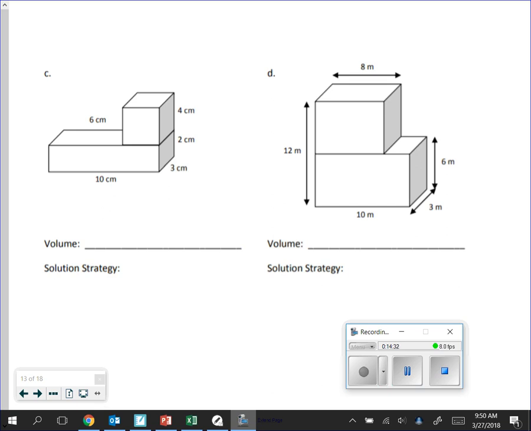I want you to see if you can figure out the total volume for C. Wow, look at D. Wow, that's a lot of work. But I bet you can do it. But just do C. I just want to do one at a time. Let's look at C.